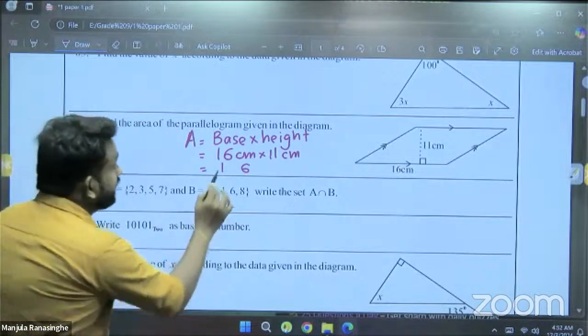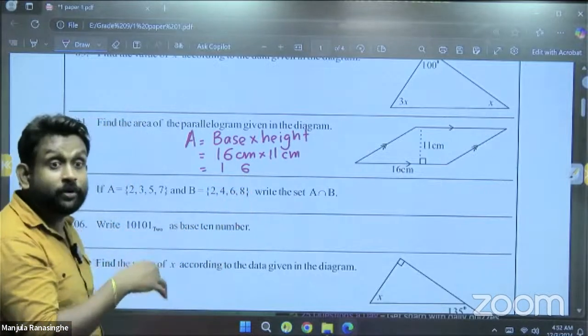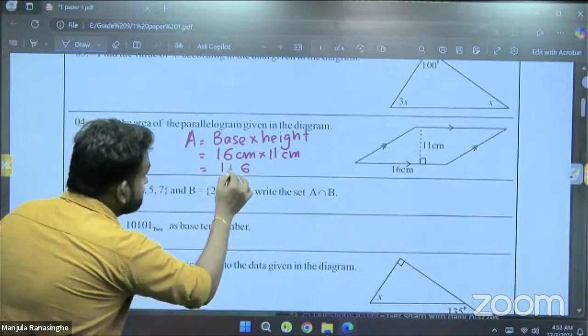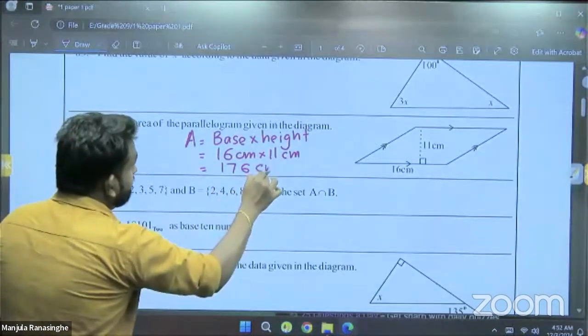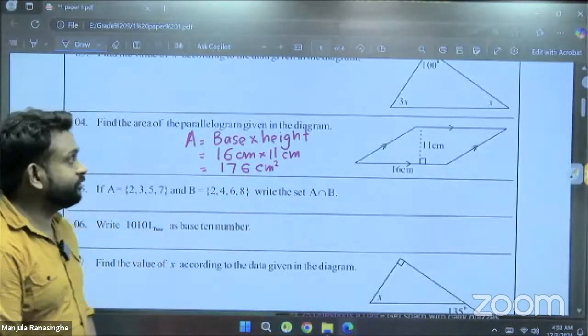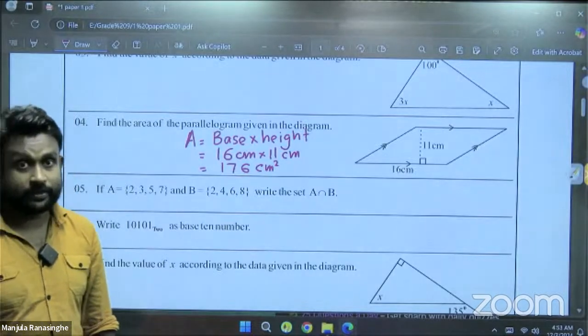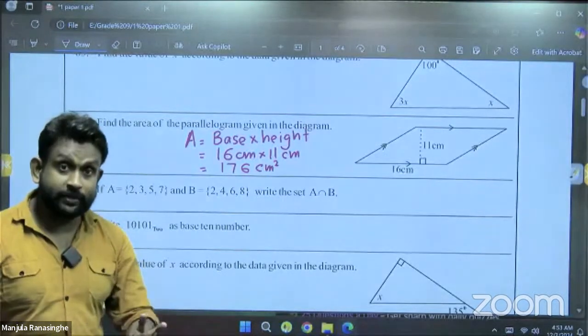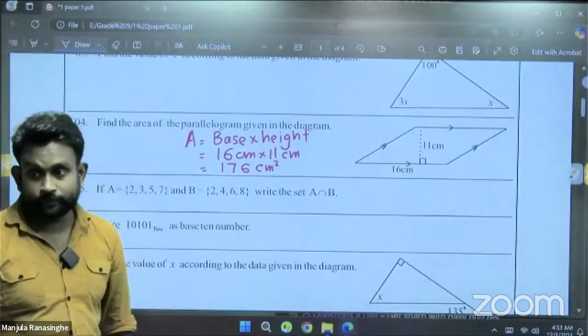Then between them add 1 and 6 together, the sum of 1 and 6, 1 plus 6 is 7. So that is the answer, 176 square centimeters. Okay, remember the parallelogram area, base into height, learn that one.